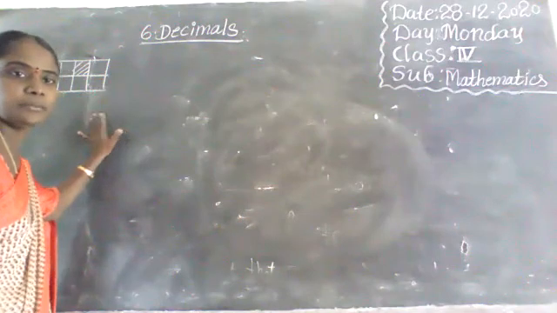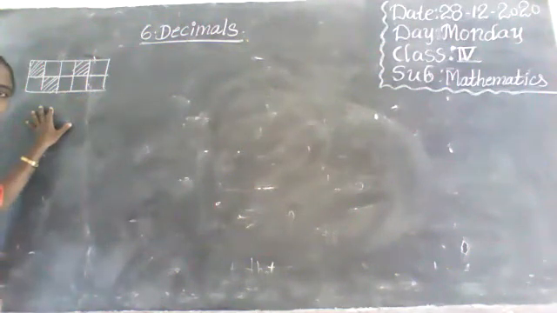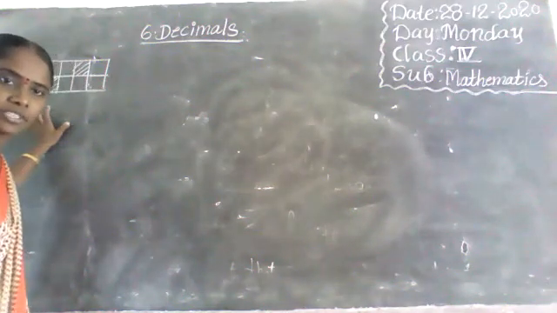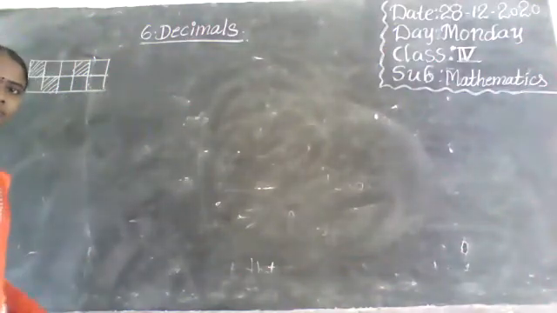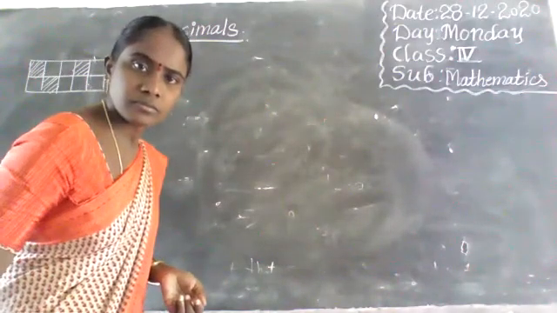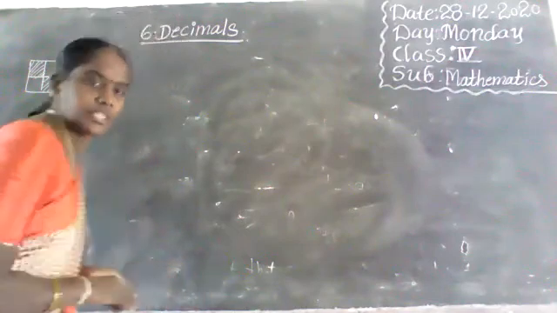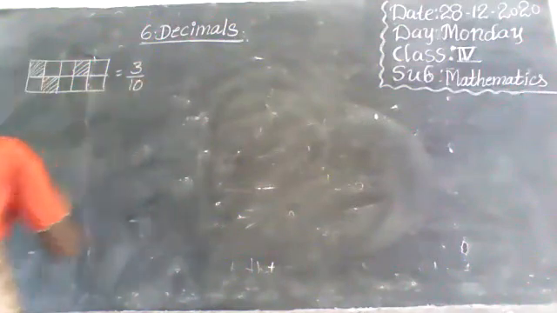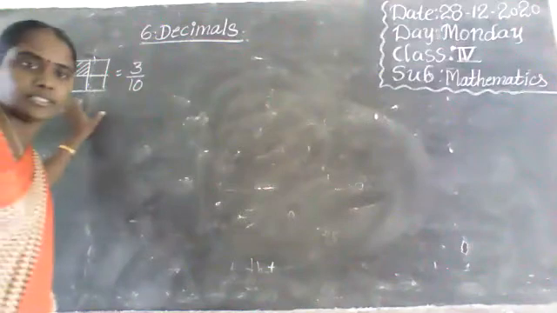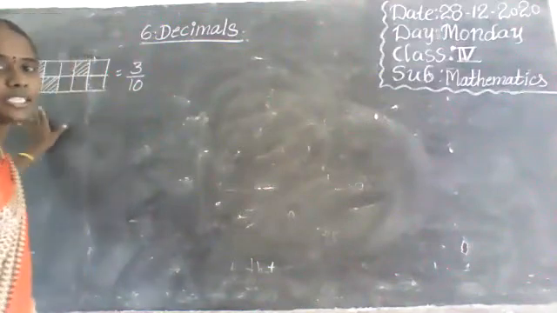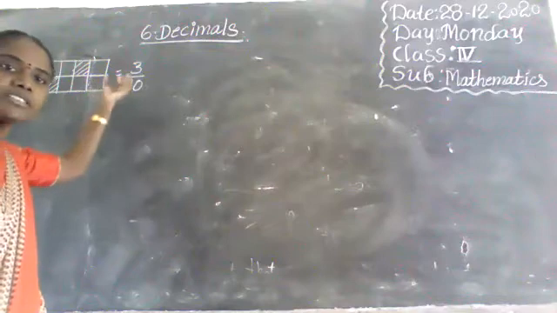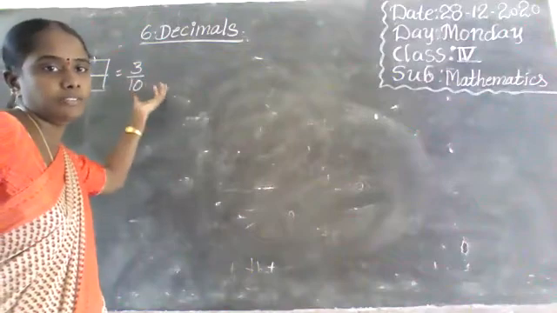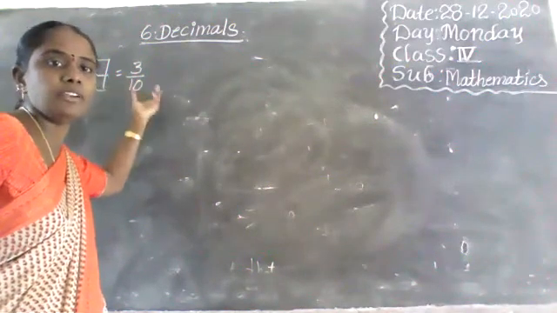Say, children, say anybody. What is the fraction of this figure? Yes, very good. 3 by 10. Here 10 parts are there in this figure, and 3 parts are shaded. So we write the fraction form as 3 by 10, which means 3 parts out of 10.